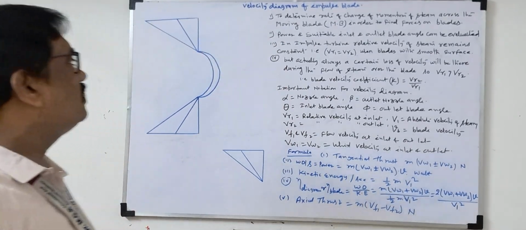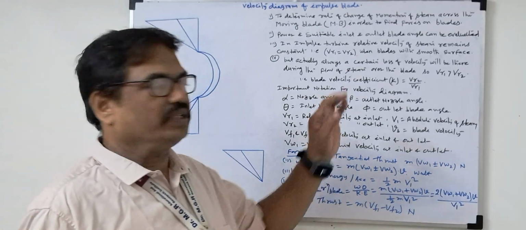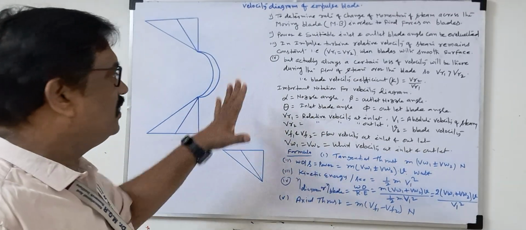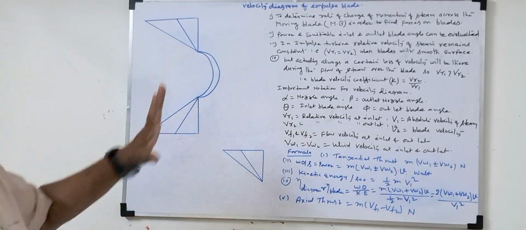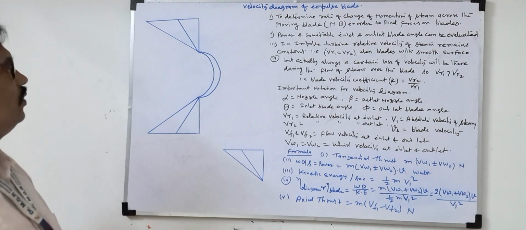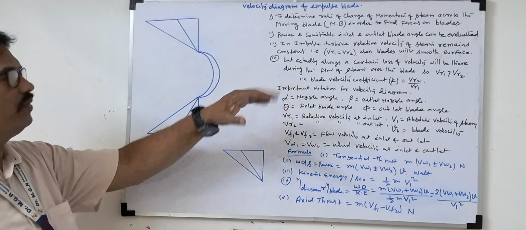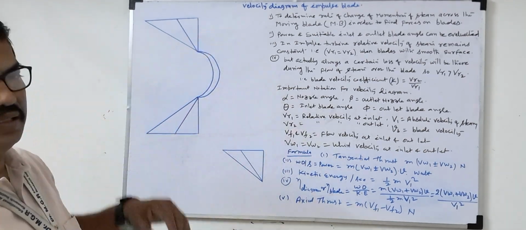Today I am going to discuss the velocity diagram for the impulse turbine blade. For this we'll give some concept and discuss the formula. Then in the next video we'll solve the questions. Before drawing the velocity diagram, there are some concepts we have to know. So why are we studying the velocity diagram?